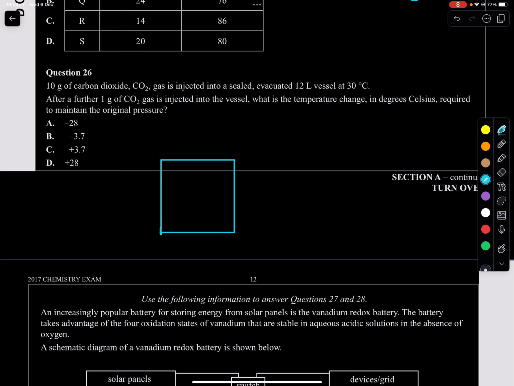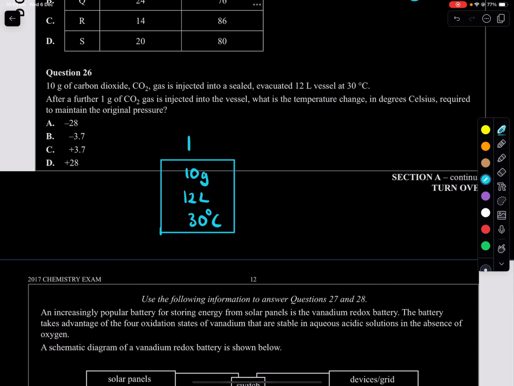So this is the vessel, and we know that it has 10 grams of CO2. It's a 12-liter vessel, and it's at 30 degrees Celsius. Great. After a further 1 gram of CO2 gas is injected into the vessel, what is the temperature change in degrees Celsius required to maintain the original pressure?